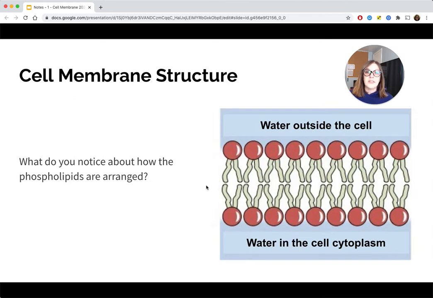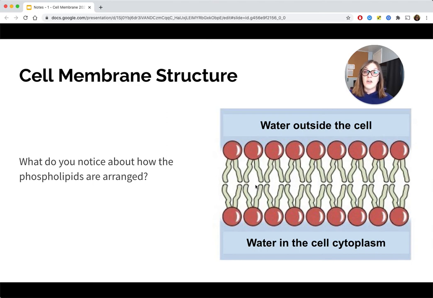What do you notice about how these phospholipids are arranged? Well, remember that the balloon part, the phospholipid head, is hydrophilic. They arrange themselves so that they are always exposed to water on each side. And that allows the tails that do not like being next to water to isolate themselves away from water molecules. So you can see that there are layers of these phospholipids.